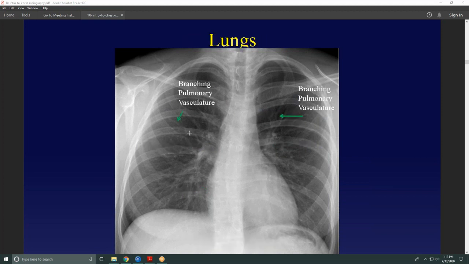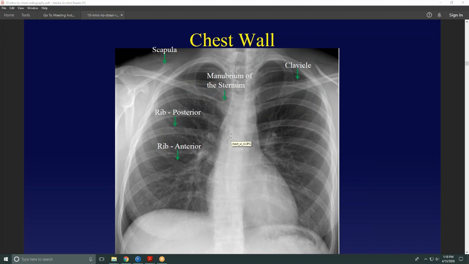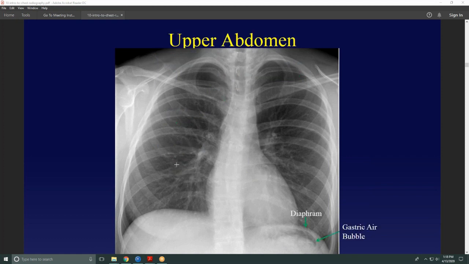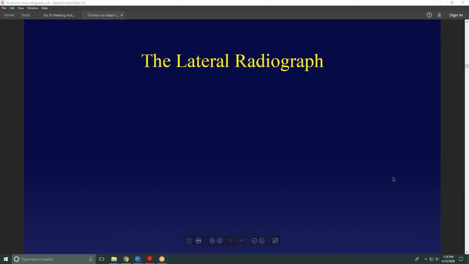And as you can see, this is your pulmonary vasculature arborizing or branching as it moves central to peripheral. The structures of your chest wall, these are the scapula, clavicles. Here you can see a little bit of the manubrium of the sternum. Really don't see the rest of the sternum too well, typically, on a frontal chest radiograph. And your ribs. So these are the posterior aspects of the ribs. And as they curve around, they transition to the anterior aspects of the ribs, which are typically less well seen. And then, of course, you have your upper abdomen with your little air bubble there in the stomach. And that's a whirlwind tour of the chest radiograph.